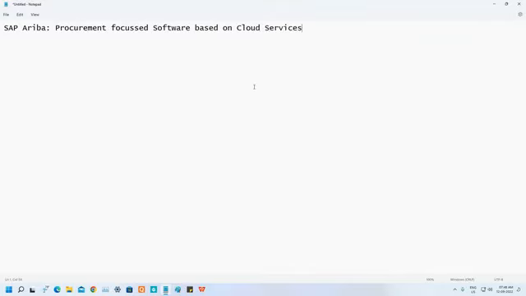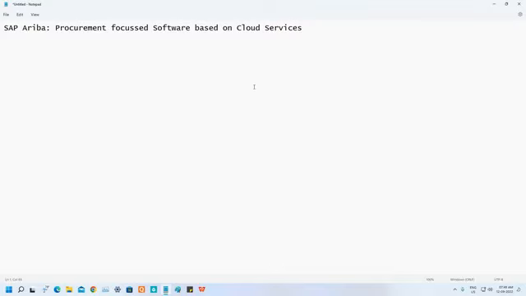Now, procurement focused software based on cloud services. I think the majority of you understand the difference between cloud and on-premise. On-premise means your client is implementing or installing the software in their own application server. That is on-premise. What about Ariba? Ariba cannot be installed within the client's application server. Ariba has its own application server within which Ariba is installed. That is why it's a cloud solution. So that means the client doesn't have to buy an application server to install Ariba within it.